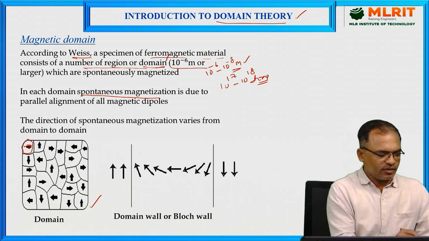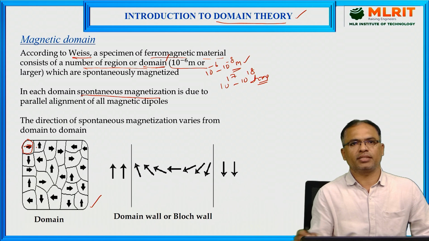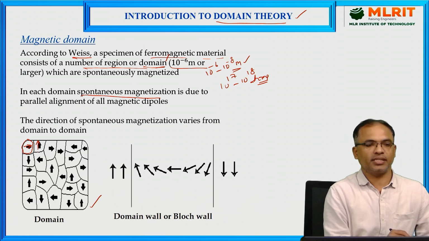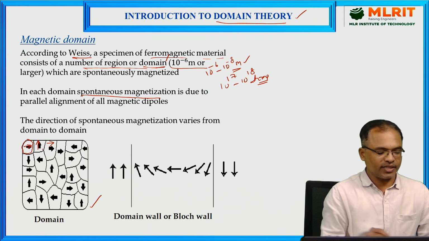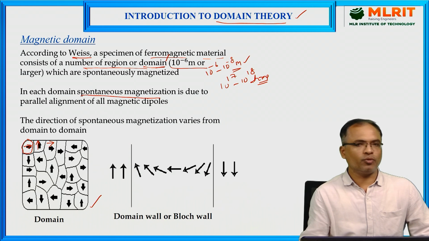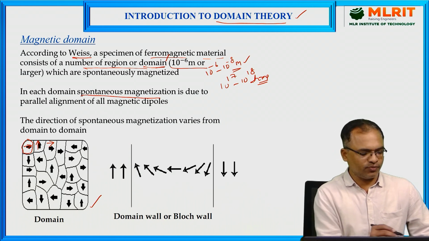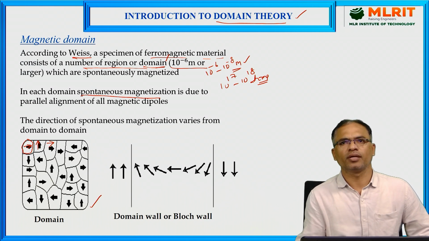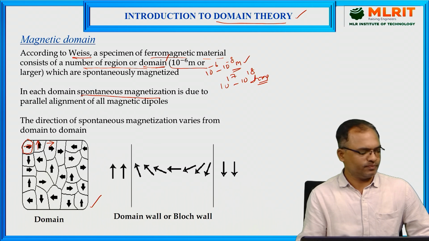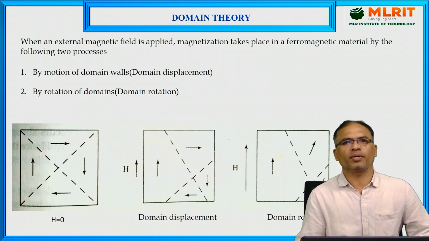But the magnetic moment direction is different for different domains, as we can observe. Take this domain, its magnetic moment is in this direction. Take this domain, its magnetic moment is in the rightward direction. Like that, the magnetic moments of all the domains will be different in the absence of an applied field. That is the situation we are seeing here. So that is brief information about the small effective regions present inside a ferromagnetic material called domains. So what happens when we apply a magnetic field on a ferromagnetic material?